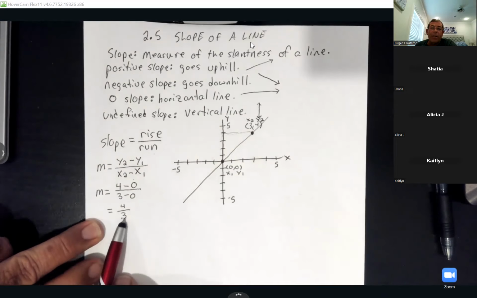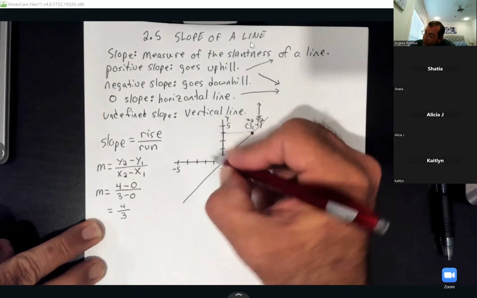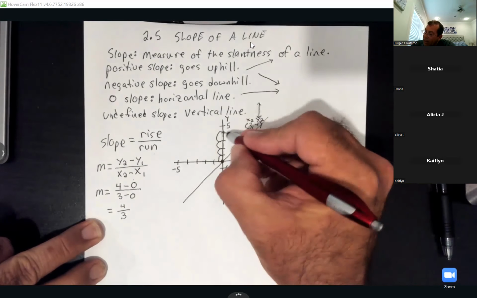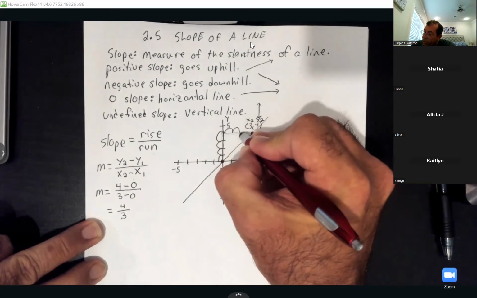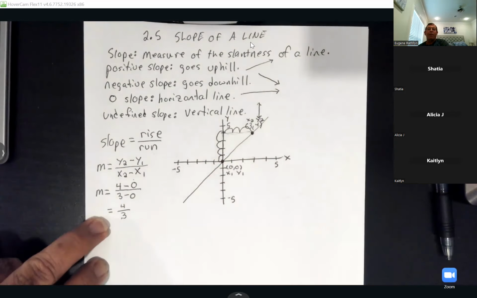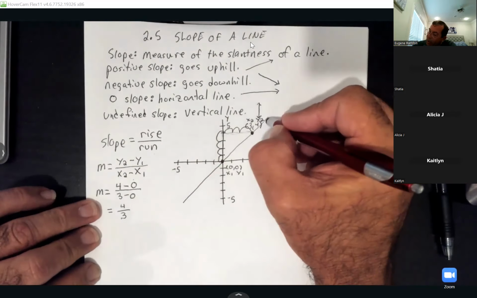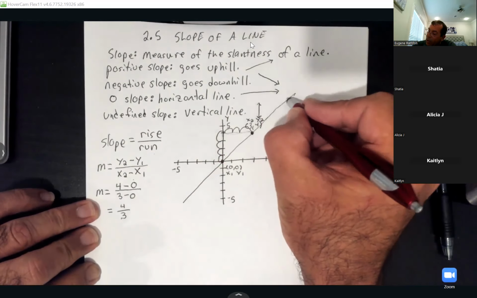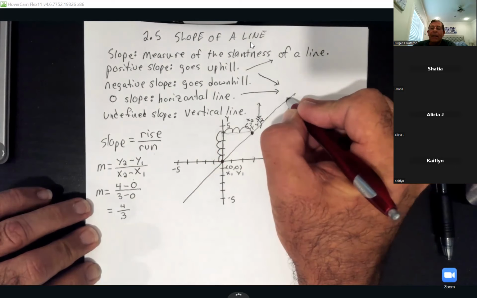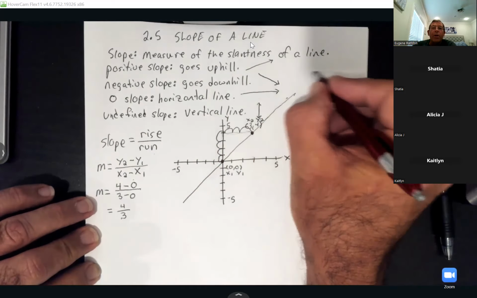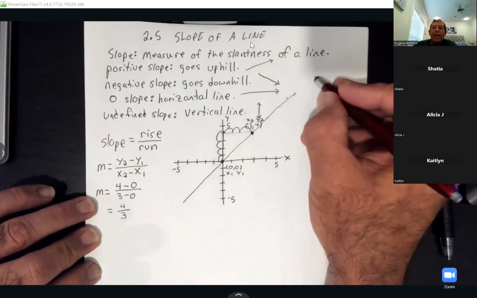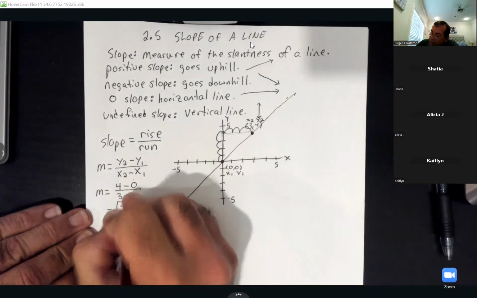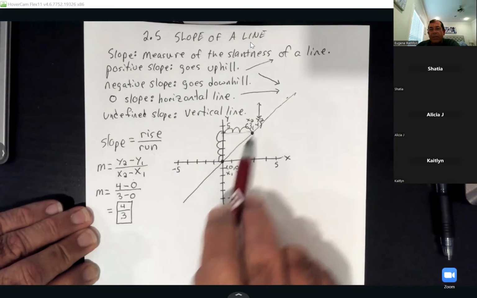So this slope of 4/3 tells me that this graph goes up 4: 1, 2, 3, 4, and it goes right 3: 1, 2, 3. Now, if I wanted another point on the line, say I wanted to go further on my line, I could go up 4 again, 3 over, and I'm still on that line. As long as I go up 4 and over 3, I will stay on that line forever. So y'all, this is how you would find the slope using two points of a graph.